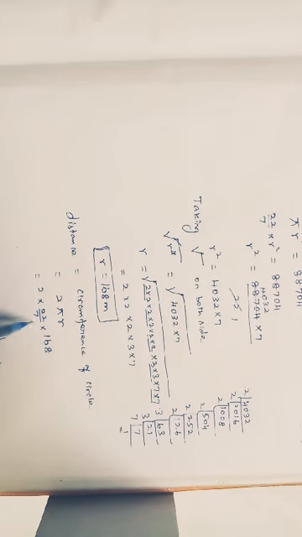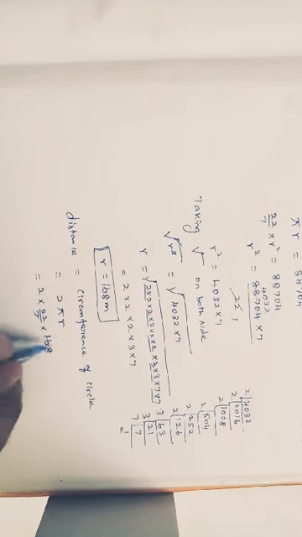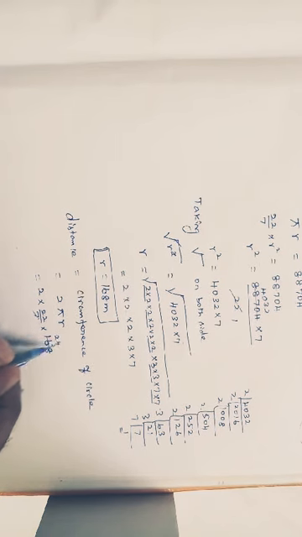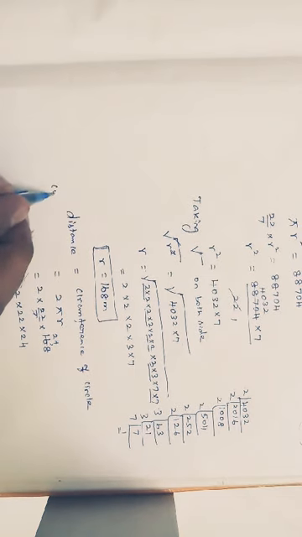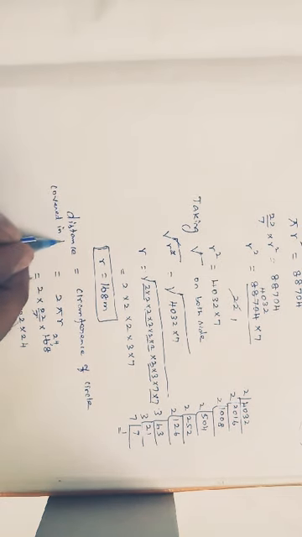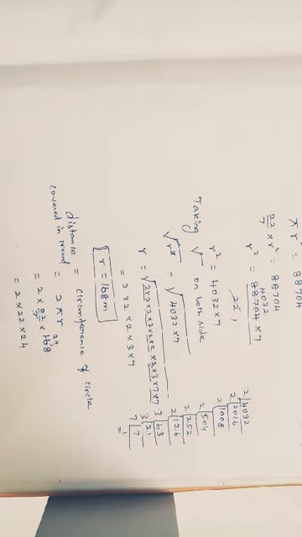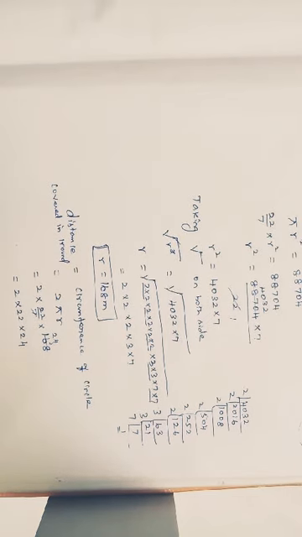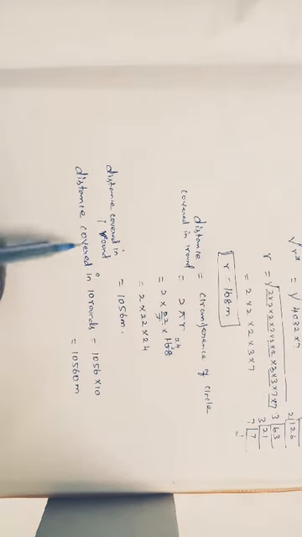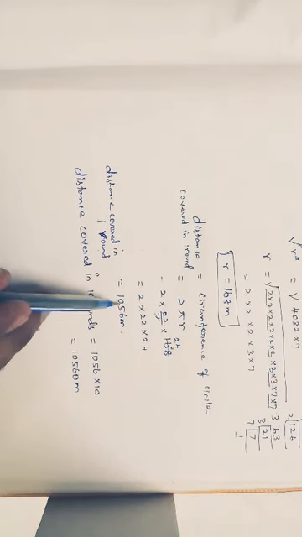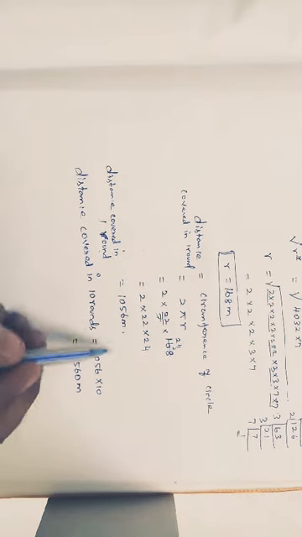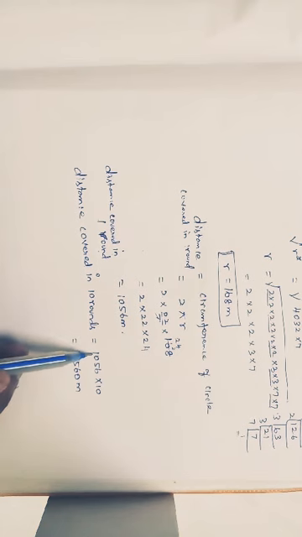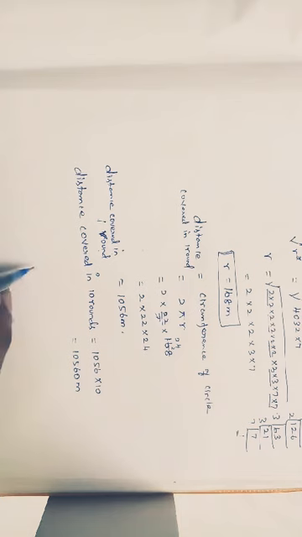Simplify. 7 table, is it possible to simplify? Surely it will get cancelled. 7 into 24 is 168, so it is equal to 2 into 22 into 24. The distance covered in one round is equal to 1056 meter. But they ask you to find the distance covered in 10 rounds. Just multiply by 10. Distance covered in 10 rounds is equal to 1056 into 10, so 10,560 meter, right? Now we can find the time.